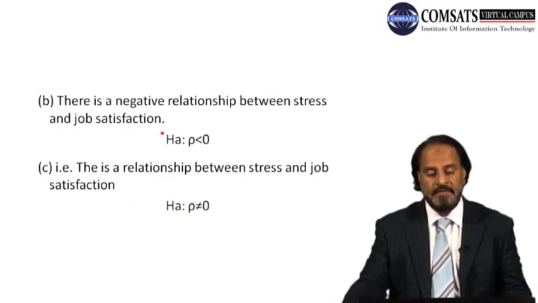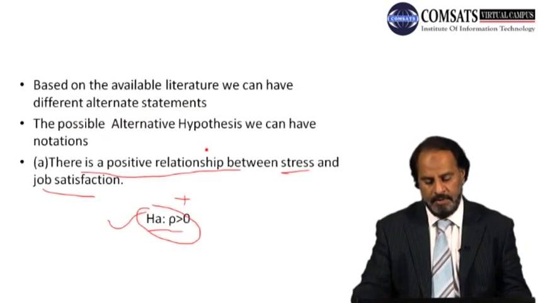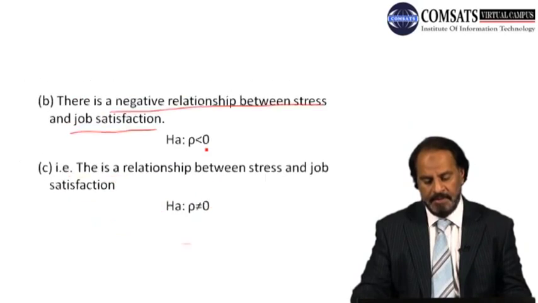When we say there is a negative relationship between stress and job satisfaction, then HA is rho is less than 0, which means we're saying it's negative. Rho is less than 0, which is a negative relationship.